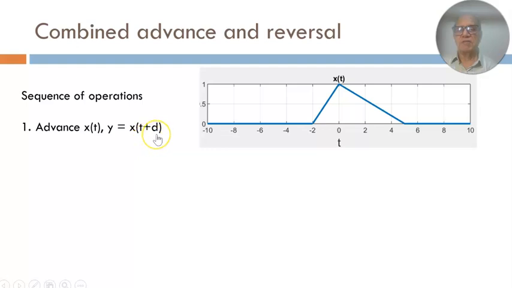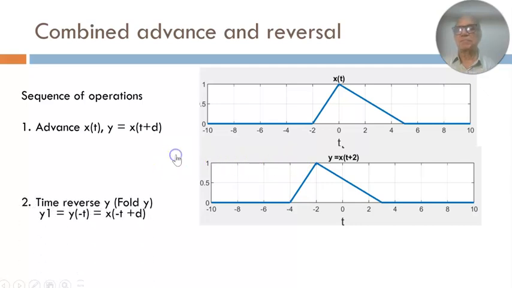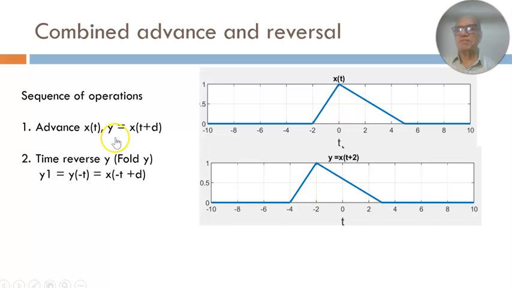When we perform the advance operation, we know that the whole waveform shifts to the left. By how much it will shift depends on the value of d. We are considering a specific case where d is equal to 2 seconds. So this waveform will shift to the left by 2 seconds. So this -2 point will now start from -4, and here it was ending at 5, so it will end at 3 because the whole waveform has shifted by 2 units. Then you time reverse this signal.